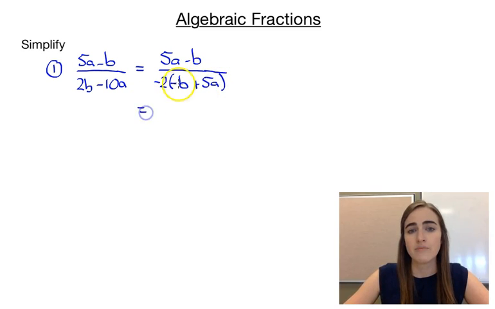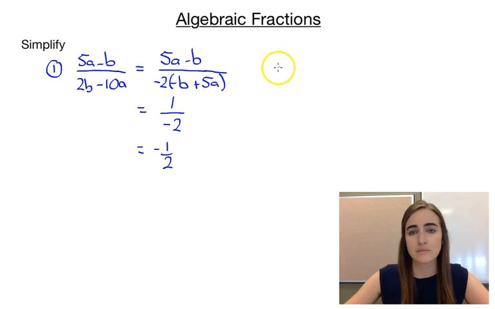So now that minus b plus 5a, that's the same as what's in our numerator. So that means that we can cancel out those, so they divide through to give 1, and we'll end up with 1 over minus 2. Or you could write that as minus a half as our final answer.